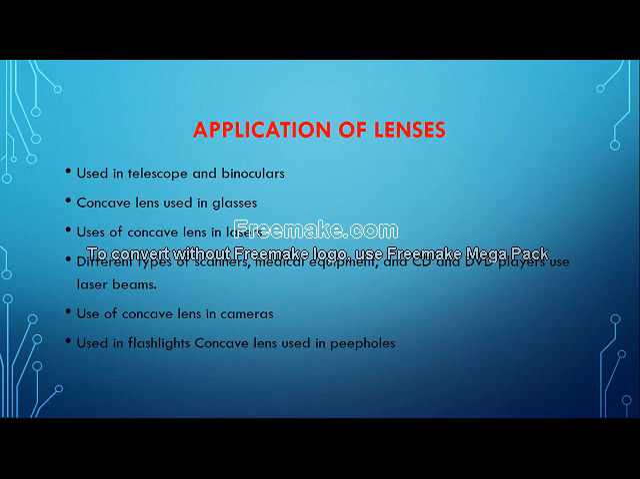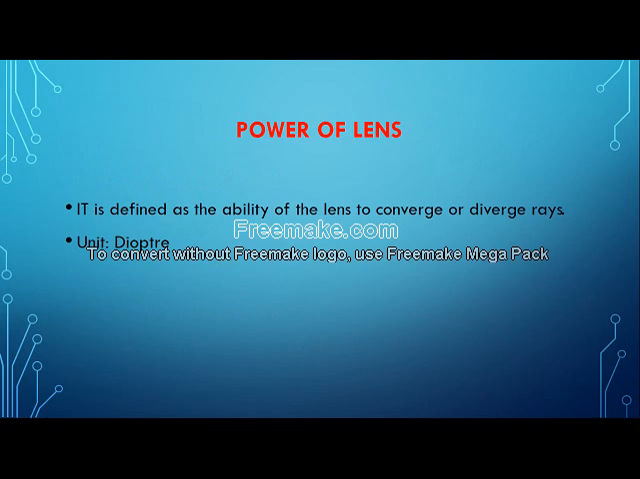Okay, so children, these are some of the applications of lenses. Now, power of a lens. Children, power of a lens is defined as the ability of a lens to converge or diverge. Okay, it's not in your syllabus, but I thought I should explain it to you. The power of a lens is calculated in diopter. It is the SI unit of power of a lens.